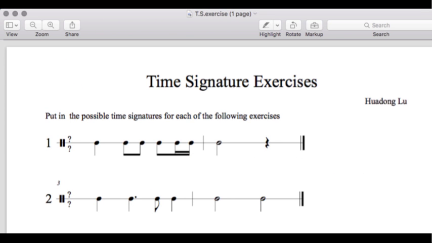Now, let me give you some time signature exercises. Put in the possible time signatures for each of the following exercises. You can always pause the video to give yourself a little bit more time to think and to write it down. Always remember, after the bar line, you have to start over with counting number 1.